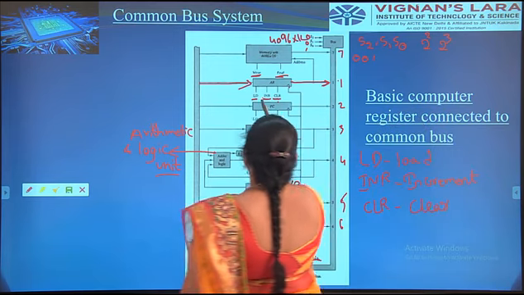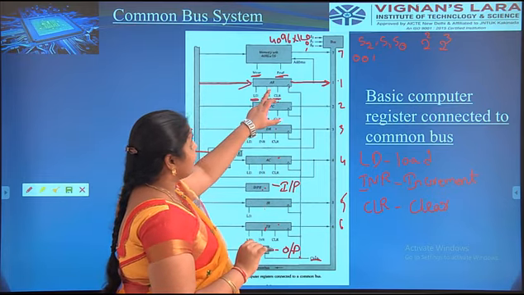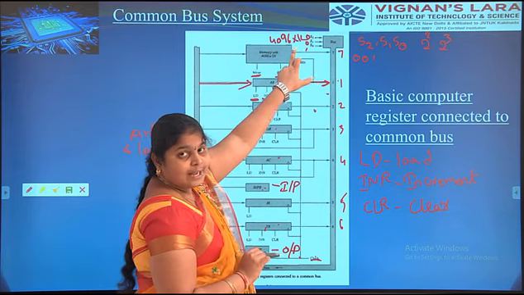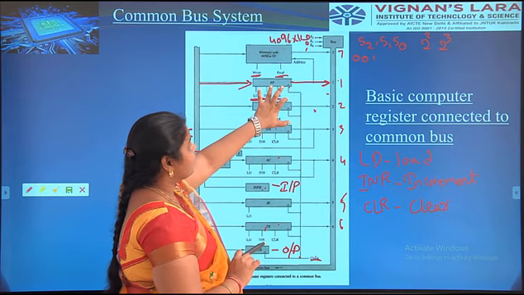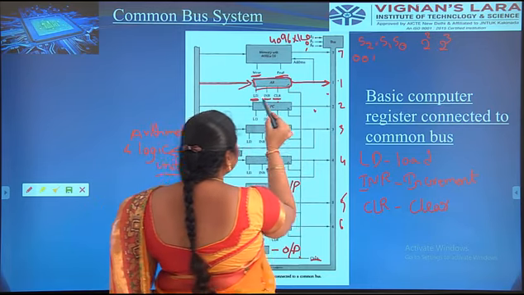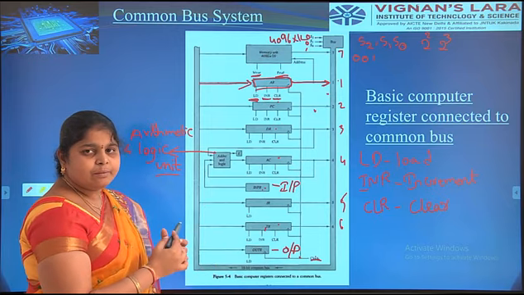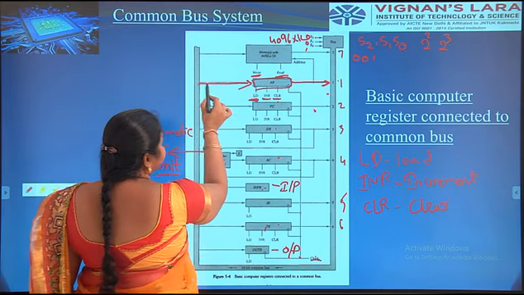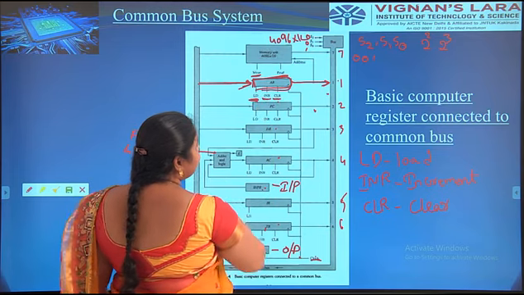Whenever the load is enabled, it performs the operation. Here the content of AR is transferred to the 1. Why? The input is 1. That's why it is enabled for the address register. The content of information is transferred to the 1. Then the load is enabled, which means the information will be transferred through the common bus, in parallel or sequentially. Here this is the load. When the load is enabled, the address register will be enabled.